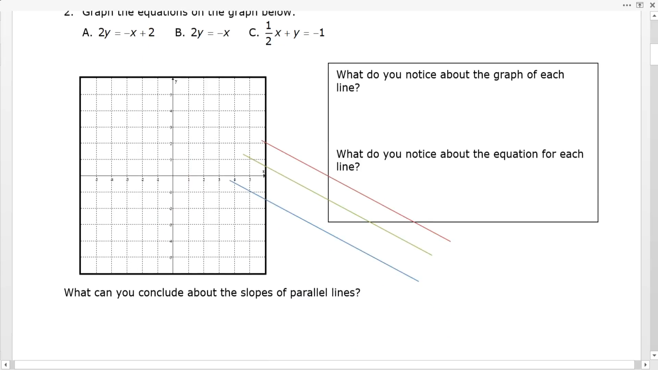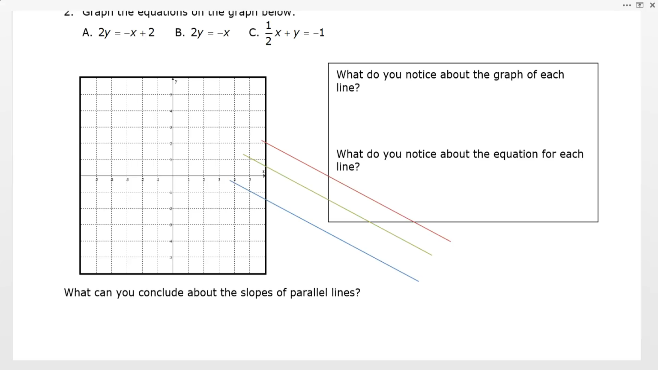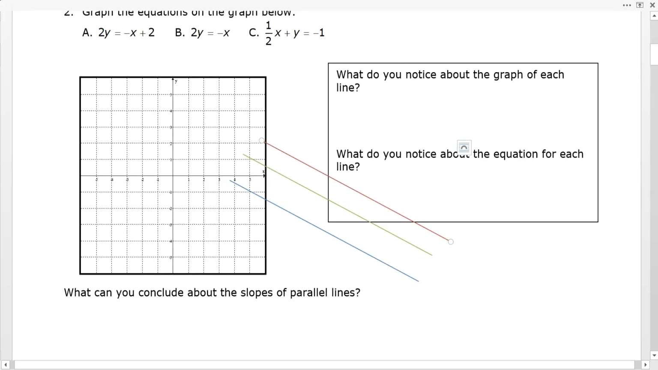So let's go look at the second one down here, because I also made these lines. These equations, notice you're going to have to solve for y. So for A, you're going to divide everything by 2. So your slope ends up being -1/2, and the y-intercept is 2. So I'll take my red line, and I'm going to make it go through 2, and it's got a negative slope, so it's going the other way, and it has a slope of -1/2, so it goes up 1 over 2, up 1 over 2.